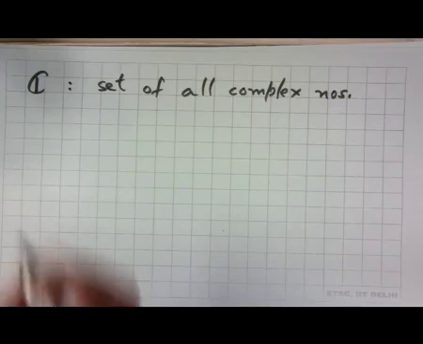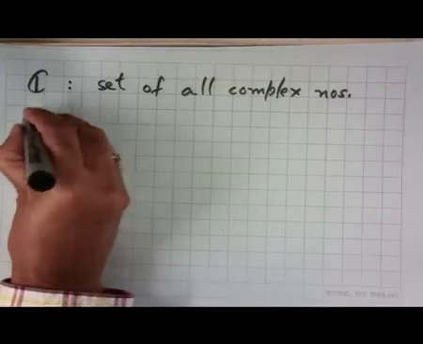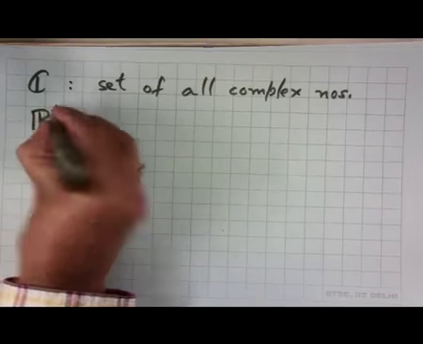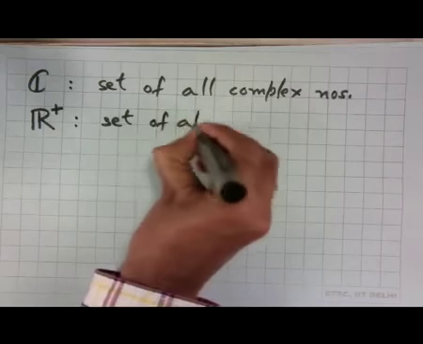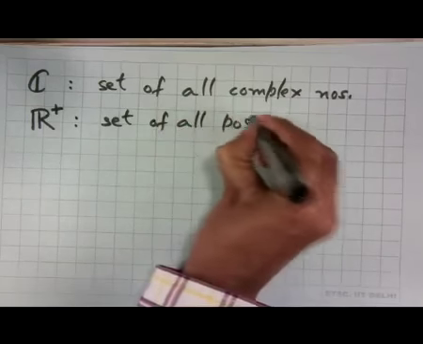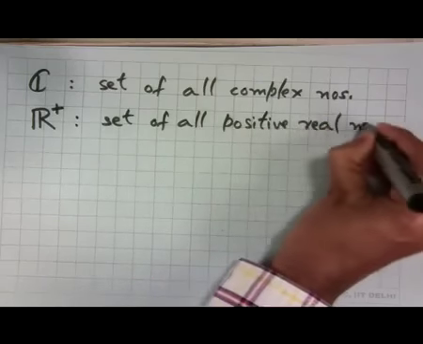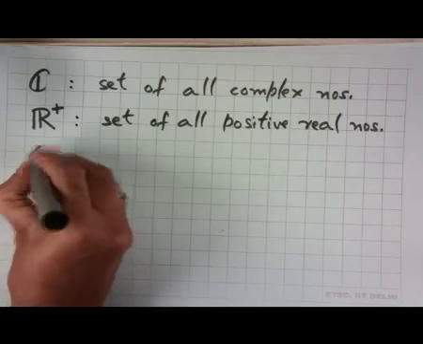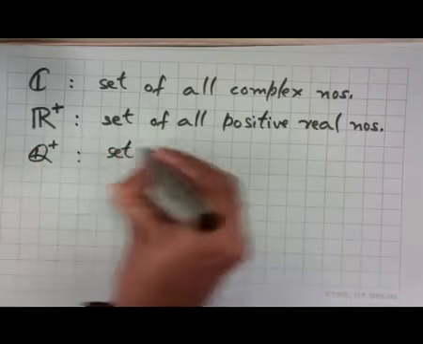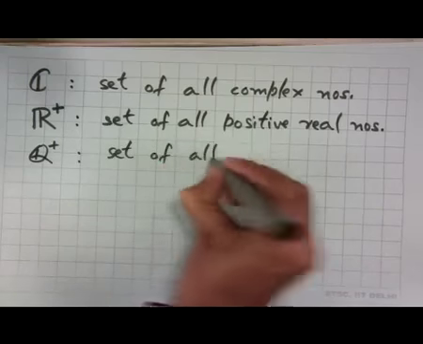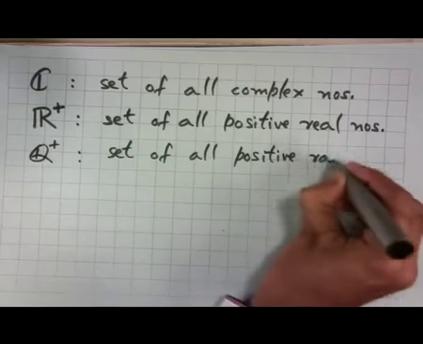And then, if I write R plus, this means the set of all positive real numbers. Similarly, Q plus will mean the set of all positive rationals.